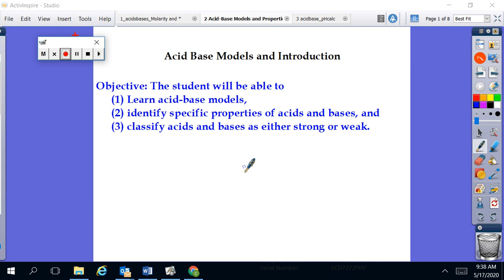Okay, guys, now we're going to talk about acids and bases. They're important because when you go on to other sciences like earth and environmental, you need to know a lot about acids and bases. Today we're going to learn about one acid-base model. We're going to learn specific properties of acids and bases, and then we're going to be able to classify acids and bases as either strong or weak.